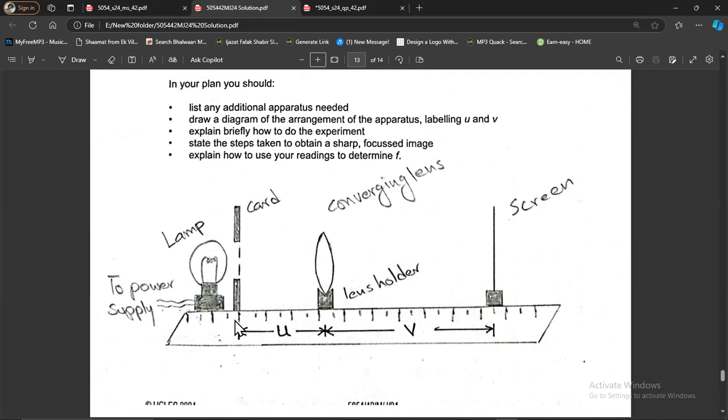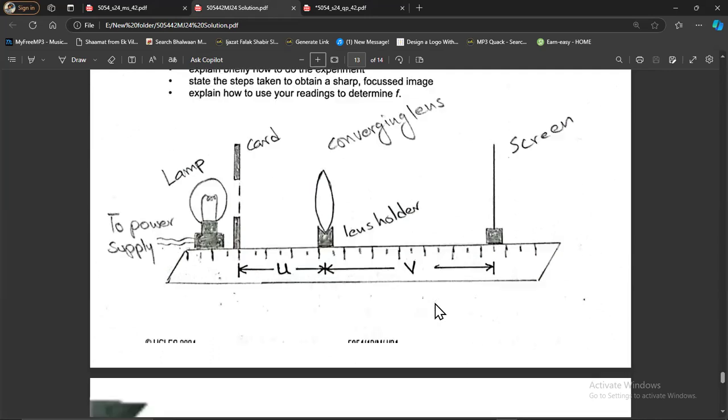So with the help of this scale, I can measure the distance between the object and the lens, and I can measure the distance between the screen and the lens. The distance between the object and the lens is U. The distance between the screen and the lens is V. So this is the diagram they ask us to draw.